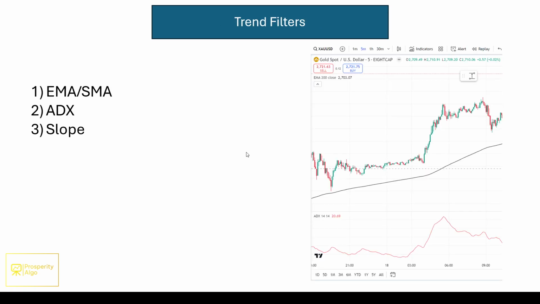I can start us off here with trend filters. And there's really two different types of trend filters, be it more directional, so are we in a bull market or a bear market, uptrend, downtrend, or is it more just trending in general? The most obvious example here would be a moving average.